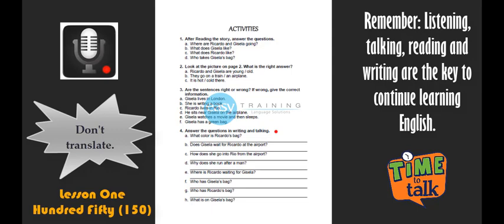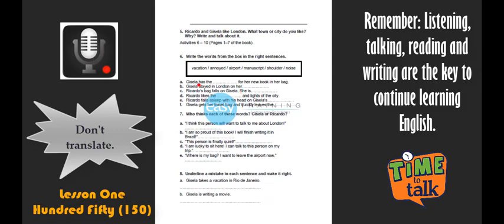Activity 4. You will answer the questions in both writing and talking. Question A. What color is Ricardo's bag? Question B. Does Gisela wait for Ricardo at the airport? Question C. How does she go into Rio from the airport? Question D. Why does she run after a man? Question E. Where is Ricardo waiting for Gisela? Question F. Who has Gisela's bag? Question G. Who has Ricardo's bag? And question H. What is on Gisela's bag?